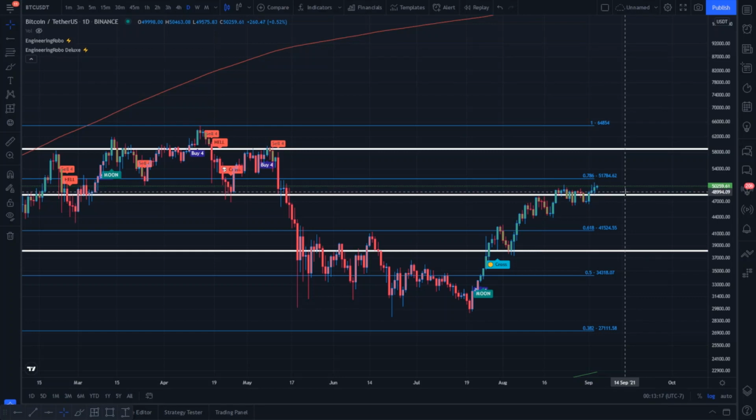Let me know where you think Bitcoin's going to go. What are you doing with your bags if you have them? Are you bullish on price action? Are we heading to the six-figure level? Or are you bearish on price action and we're plummeting straight to zero?